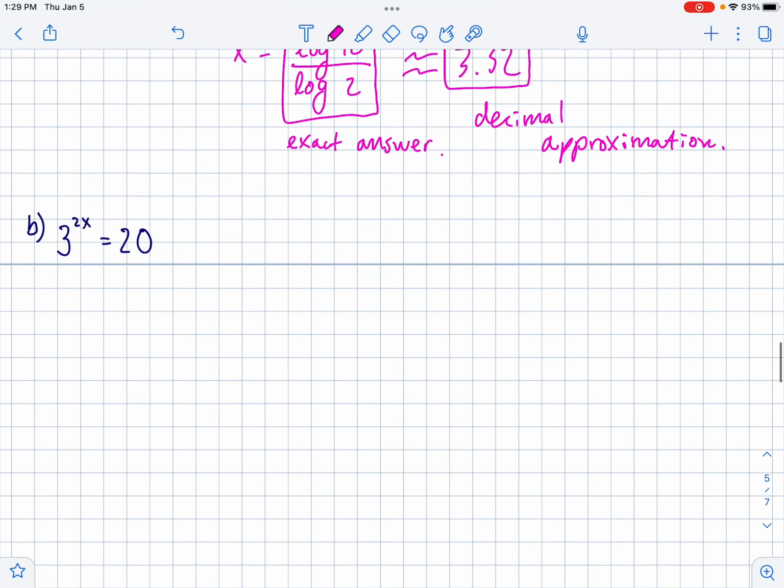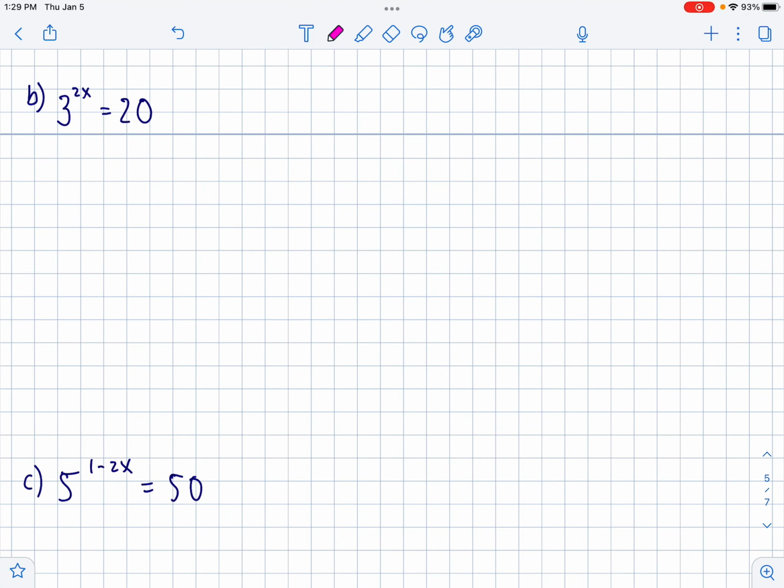Next problem, similar process. Take the log of both sides. The reason you're taking the log of both sides is to get that x out of the power spot. That's what's a bummer about solving these: you need the x to be like a big multiplier, not a power. So we'll log both sides to get log 3 to the 2x equals log 20. Notice that I'm using common logs for all this. You could do different bases, but who cares? You're going to use the common log button on your calculator anyway. Then the 2x comes out in front.